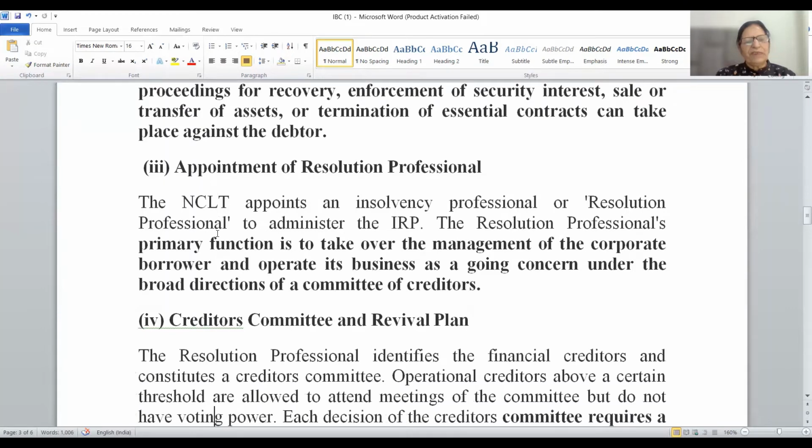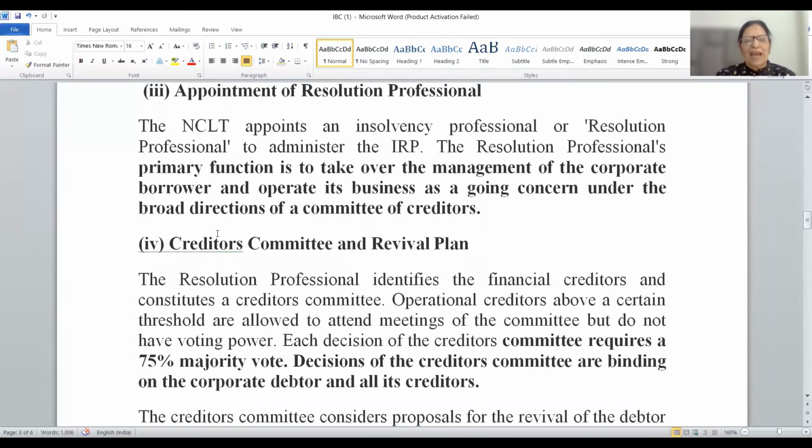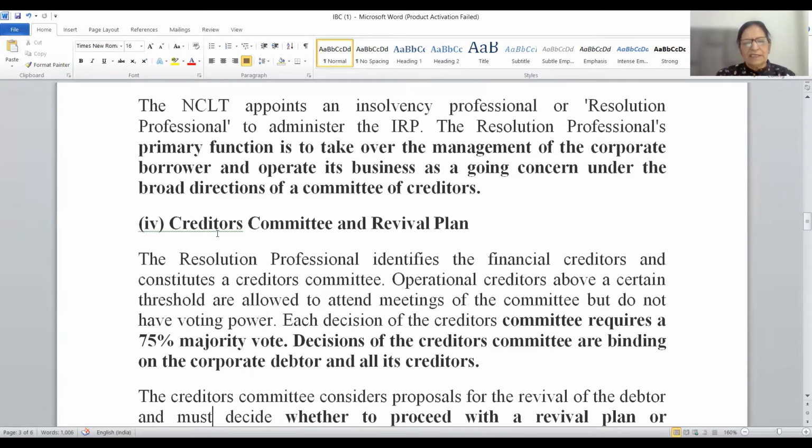The next point is, friends, creditors committee and revival plan. The resolution professional, that is the RP, identifies the financial creditors and constitutes a creditor committee. Operational creditors above a certain threshold are allowed to attend meetings of the committee, but they do not have voting power. Each decision of the creditors committee requires a 75% majority vote. So each decision in the COC is taken by 75% of the majority. Decisions of the creditors committee are binding on the corporate debtor and all its creditors.